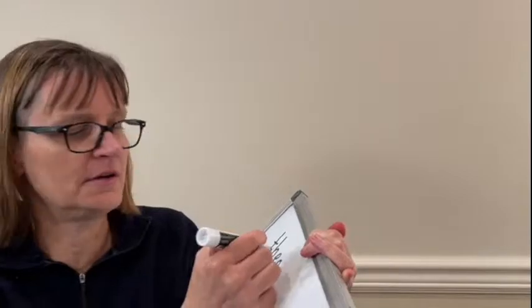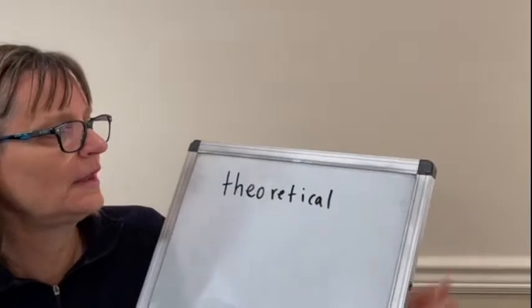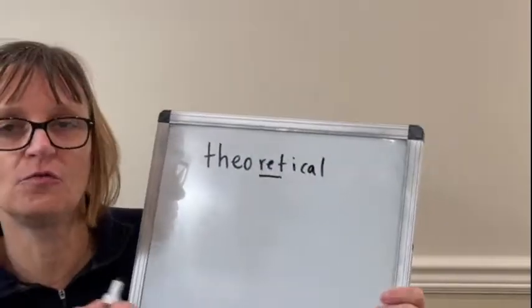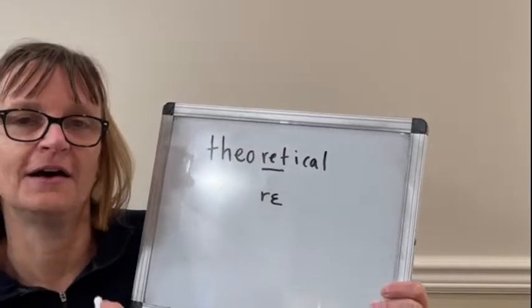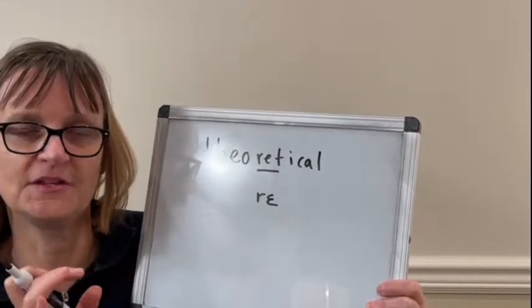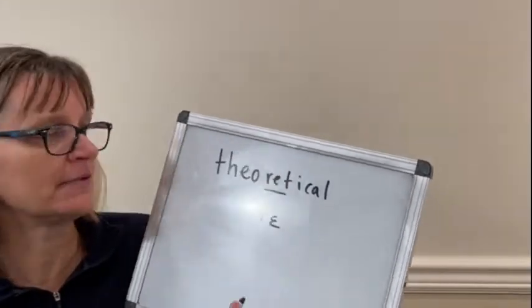Okay, our first question is for the word theoretical. This is a great example of a couple of different things that the E is going to do, just like we were talking about. So in theoretical, our stress is on the ret syllable. So that's where we're going to have our vowel. Like I said, when E is by itself or when it's in the stressed syllable, most of the time it's going to say like red.